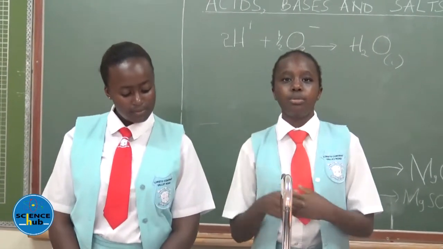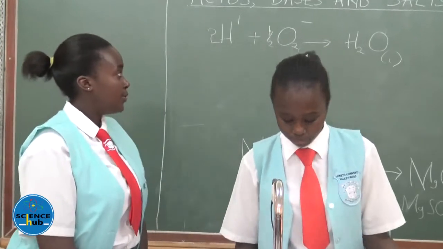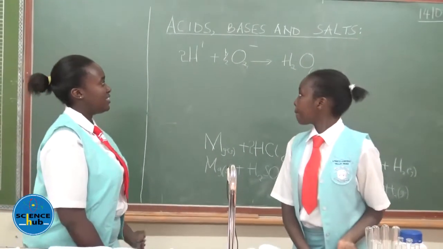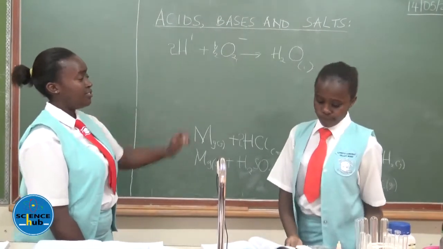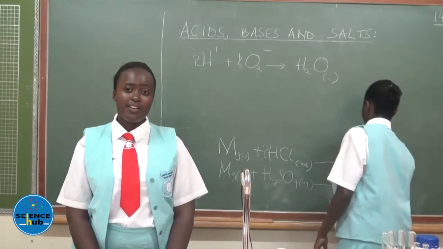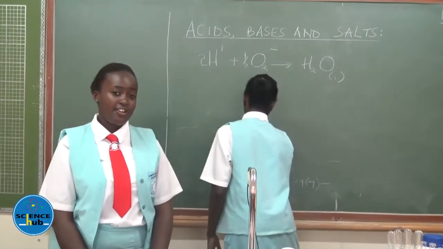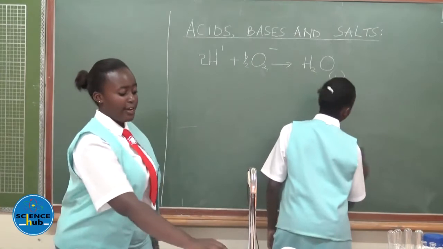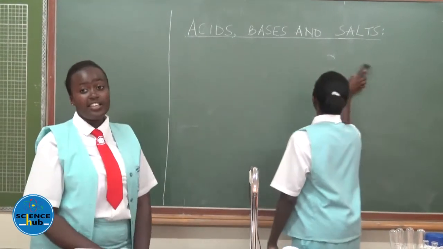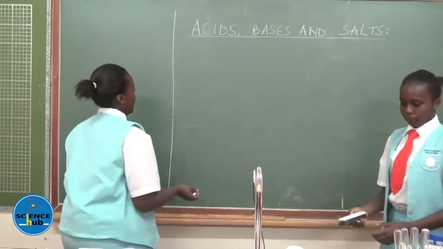From there we are going to move to salts. So my friend is going to define a salt. So far we already defined acids and bases, and now we're in the last part of the topic, which is salt. A salt is an ionic compound formed by the cation of a base and an anion of an acid. Let's see what a cation is. A cation is a positive particle in a compound.